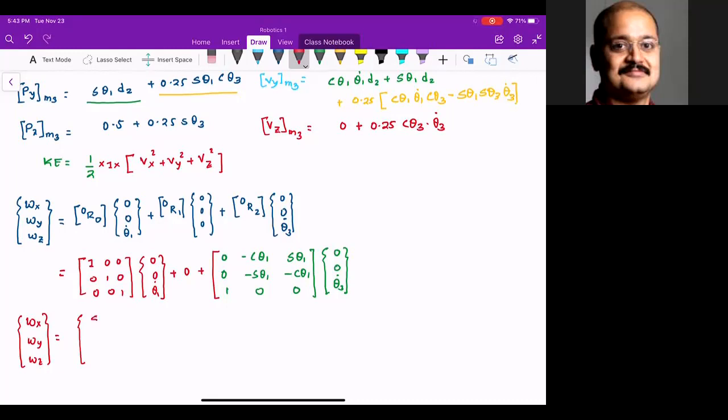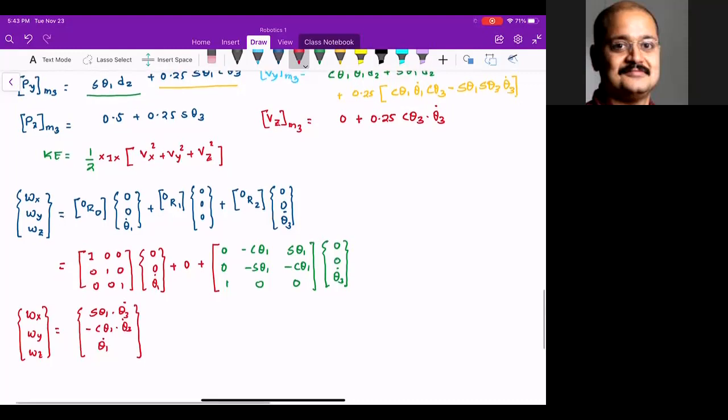Okay, good. So sine theta 1, theta 3 dot. Next thing is minus cosine theta 1, theta 3 dot. And the last but not least is going to be theta 1 dot. You agree with me? This is what it is. Now same drill, and I don't have time to actually code it, but I will do that in next class.